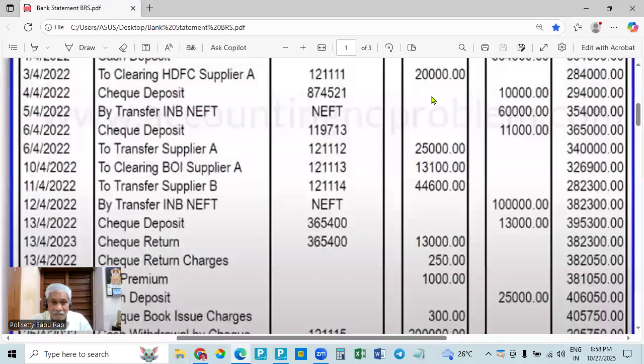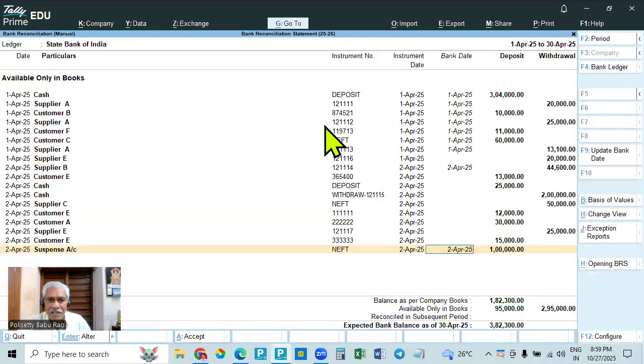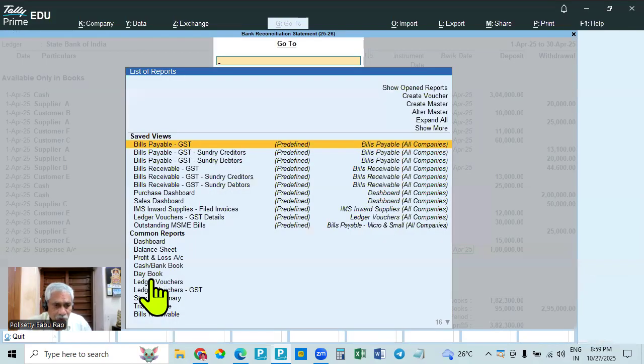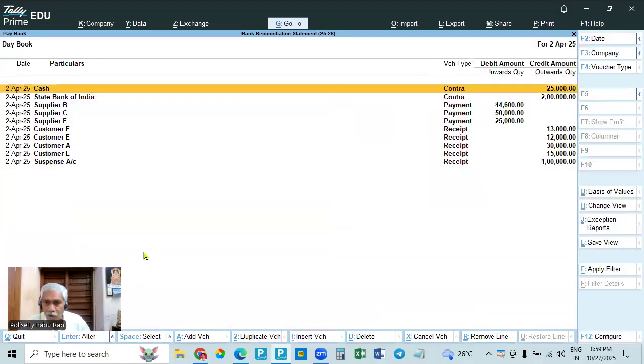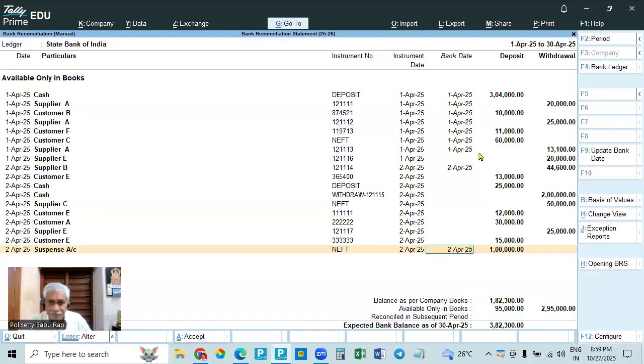So here, from where we received the 13,000 rupees, we don't know. The 13,000 rupees check deposit, from the customer. We can see the day book. Go to the day book. See the day book. You can know from whom the 13,000 rupees is received. So here, go and create the voucher.